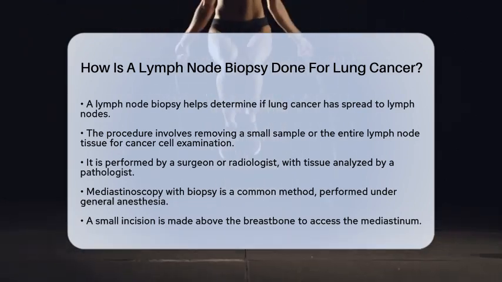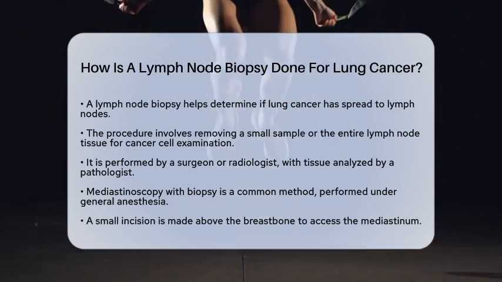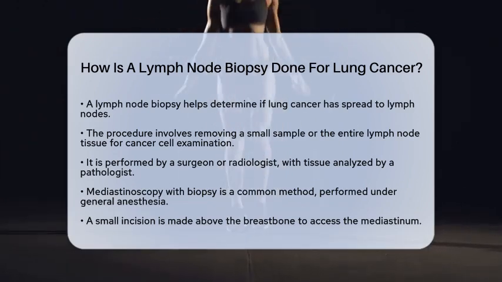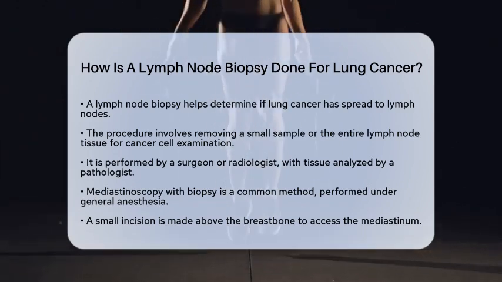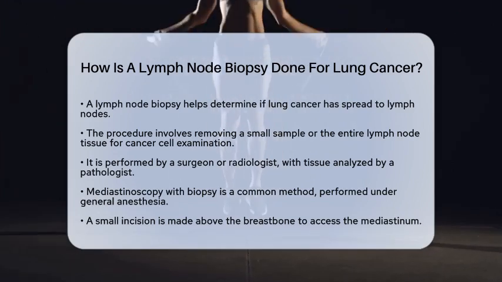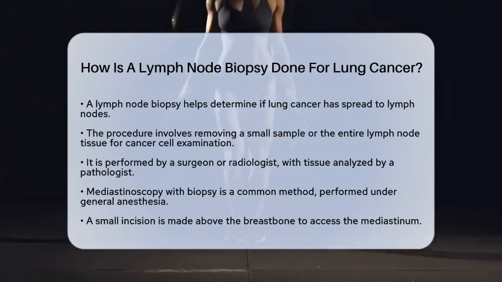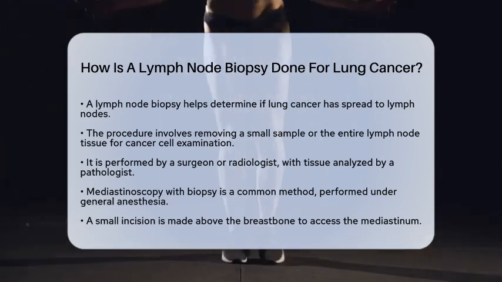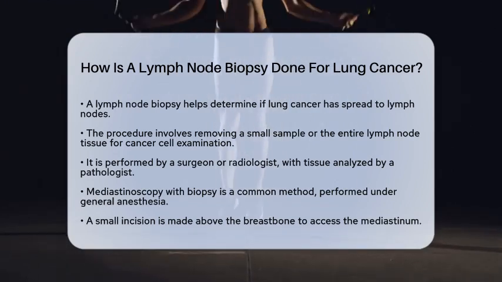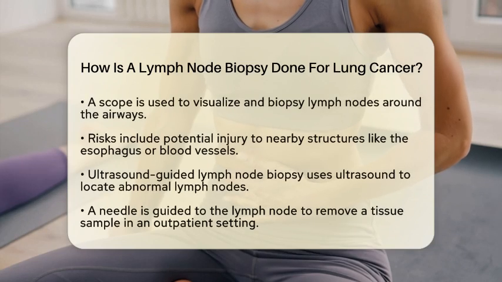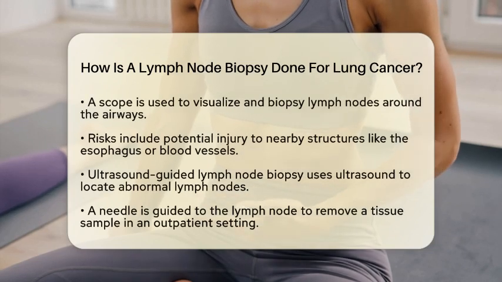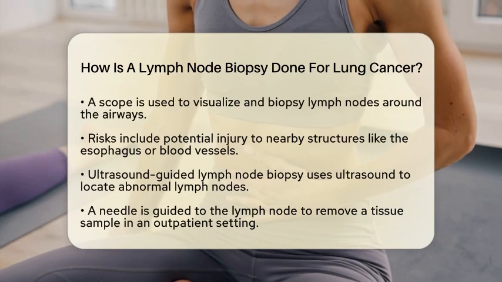The surgeon makes a small incision above the breastbone to access the mediastinum, the area between the lungs. A scope is inserted to visualize and biopsy the lymph nodes around the airways. Tissue samples are taken from lymph nodes suspected of containing cancer. After the biopsy, the scope is removed, and the incision is closed with stitches.